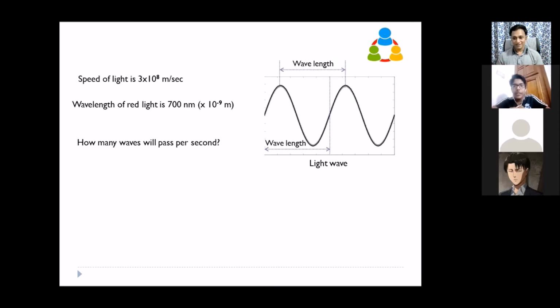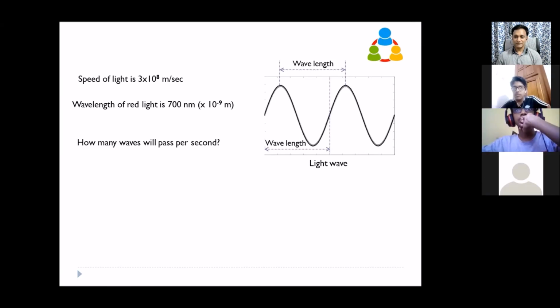700 nanometer into 10 raised to minus 9 into 3 into 10 raised to 8. Try to make the same diagram we made for the ant. The nm is nanometer. You don't bother, it is nanometer, it's a small number. You just put that figure 700 nanometer. You get the expression, the value we will calculate later. Just get the method right.